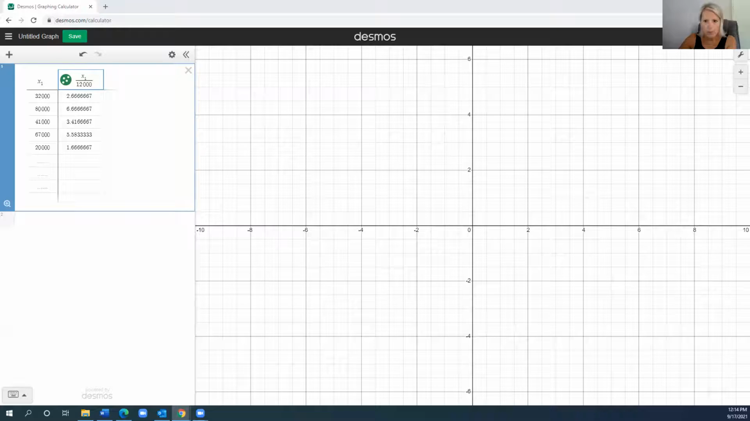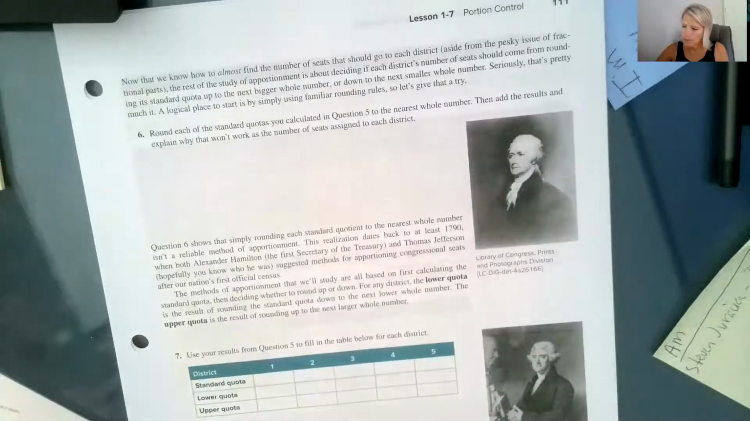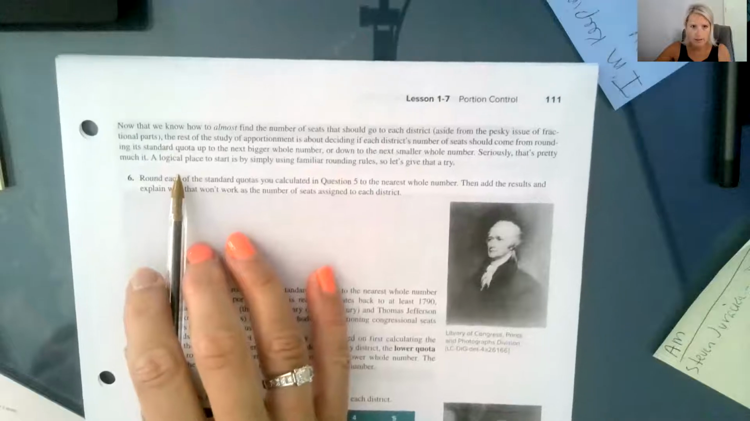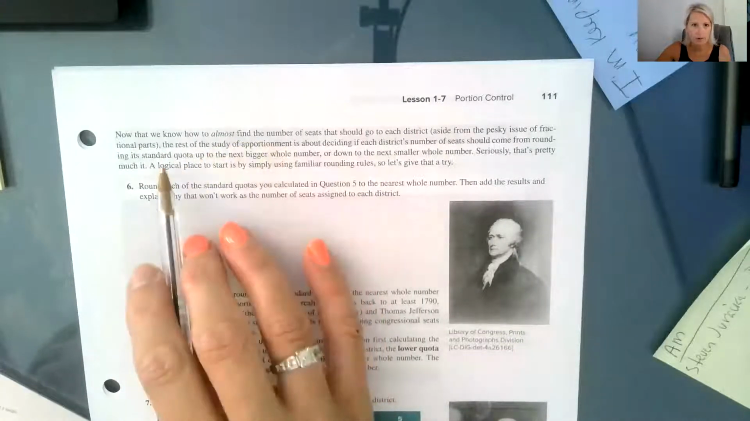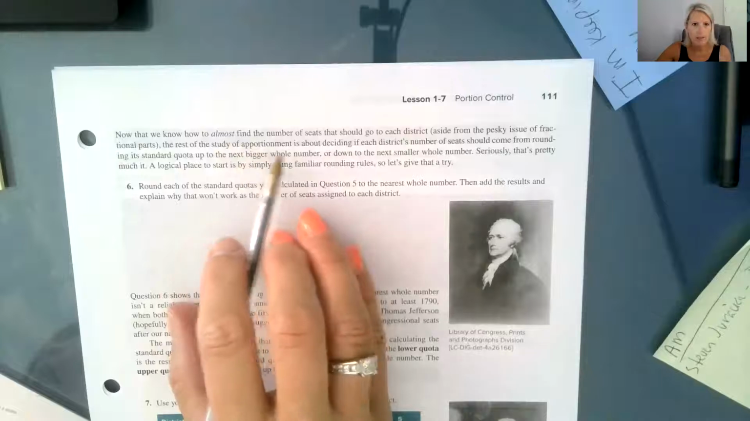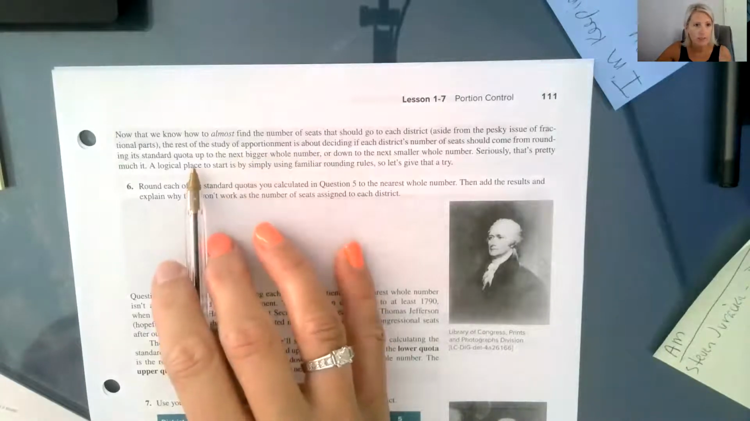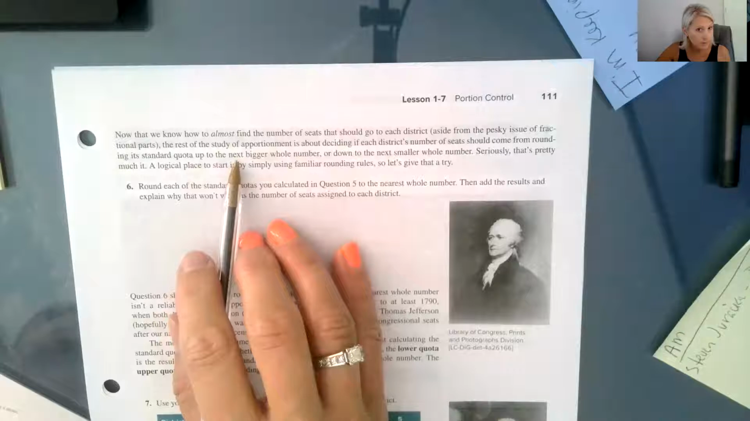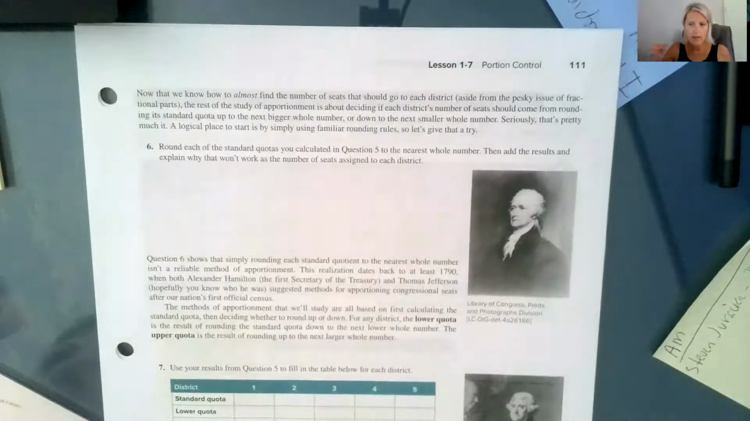our workbook page here, I'm just going to move to page 111 for a moment. So it says, now that we know how to almost find the number of seats that should go to each district, apportionment is about deciding if each district's number of seats should come from rounding its standard quota up to the next bigger whole number or down to the smaller whole number. So that's really pretty much all we're going to do for the rest of this lesson. We've got 3 different methods for deciding how we're going to round.